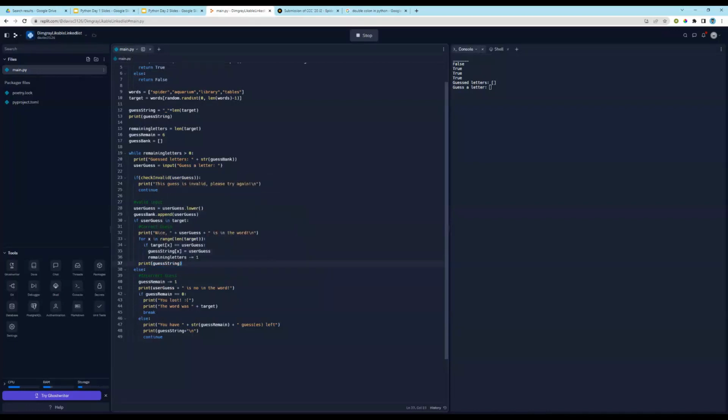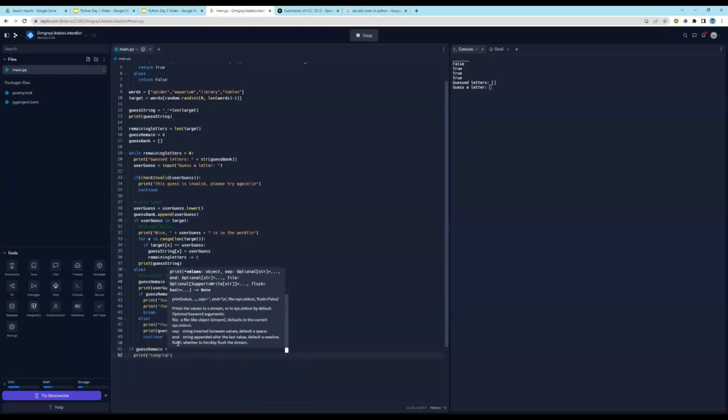And is there anything else? And at the very end, basically, to tell them whether or not they have won, you have to do if guess remaining is bigger than 0, then you've won. So it prints out congratulations, you win.